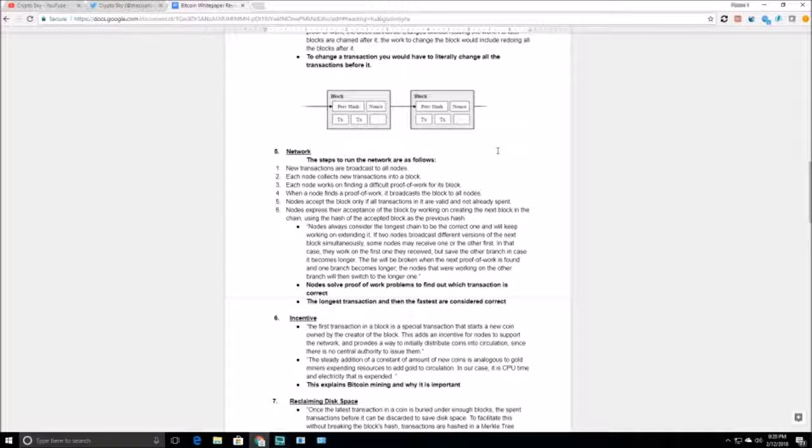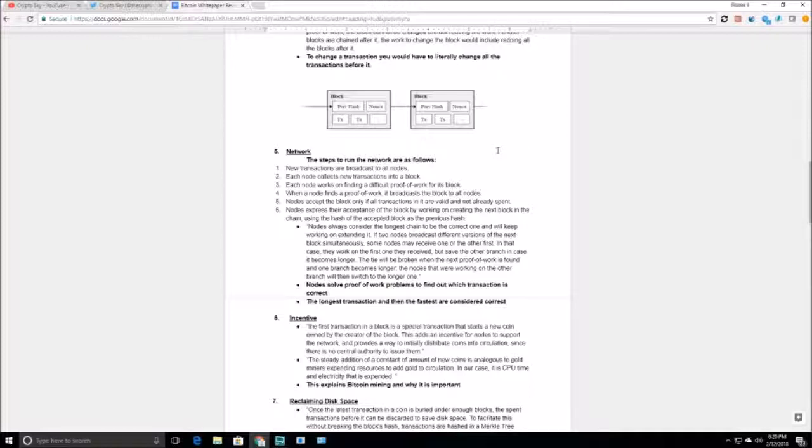So section number 5 is the actual network, and the steps to run the network are as follows. New transactions are broadcasted to all nodes. Each node collects new transactions into a block, and each node then works on finding a difficult proof of work for its block. When a node finds a proof of work, it broadcasts the block to all nodes. Then nodes accept this block only if all transactions in it are valid and not already spent. And lastly, nodes express their acceptance of the block by working on creating the next block in the chain, using the hash of the accepted block as the previous hash.